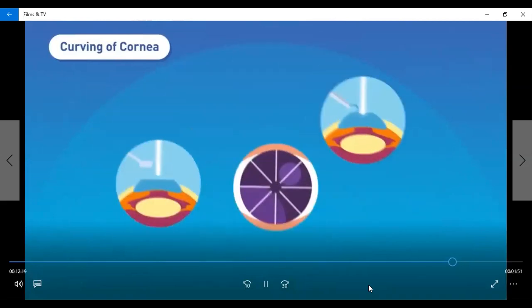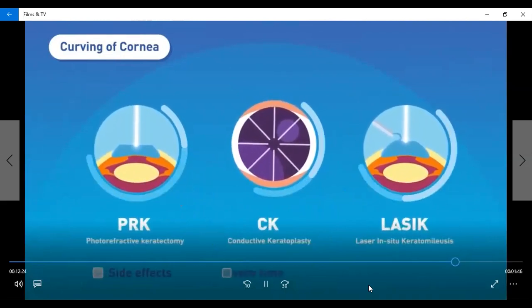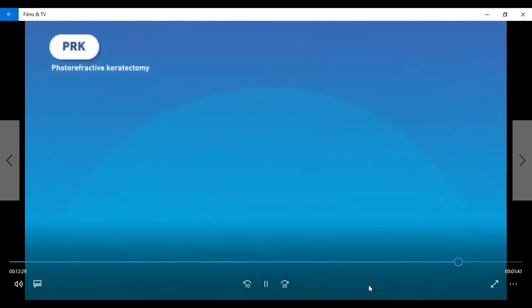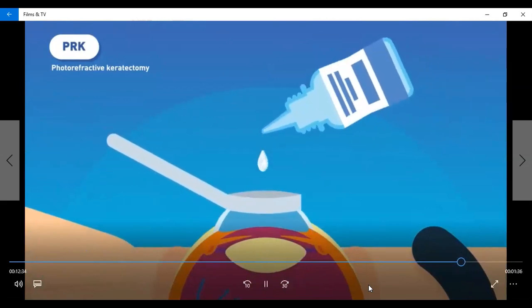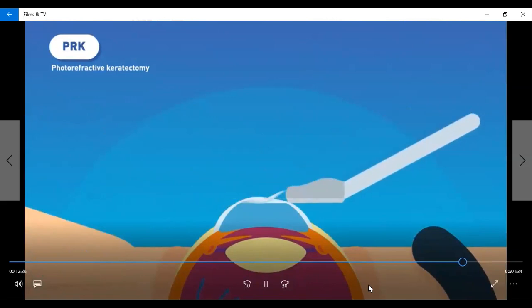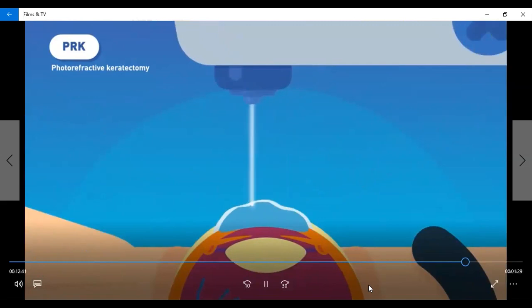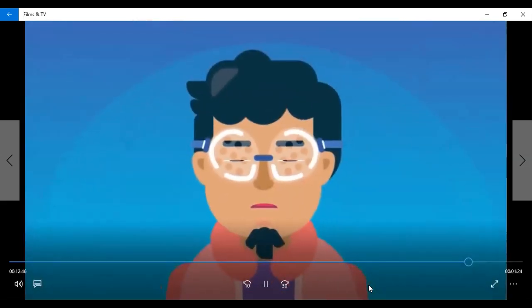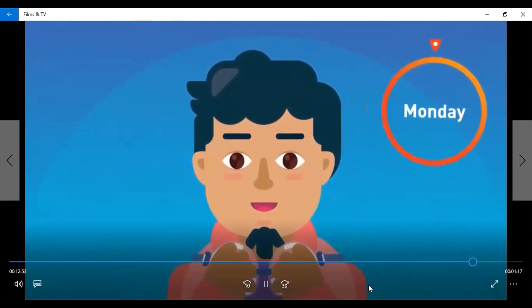This includes different methods that were changed and advanced depending on reduction of side effects and recovery time and improvement of degree of vision. PRK, photorefractive keratectomy. Remove corneal epithelial cells by a solution. Then use laser to reshape the cornea, i.e., making it steeper, and then apply a bandage contact lens. Side effects include pain and recovery is in 1 week at least. It corrects 2 diopter hyperopia.